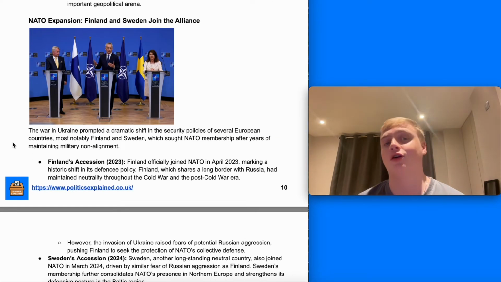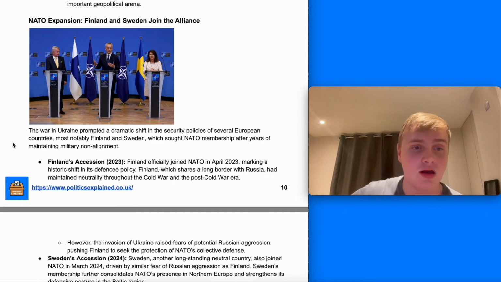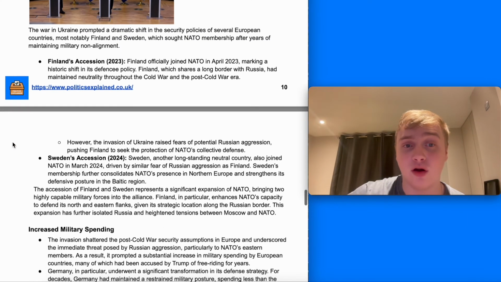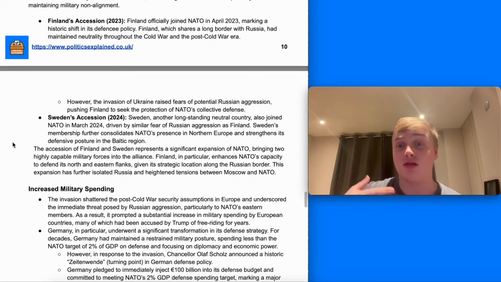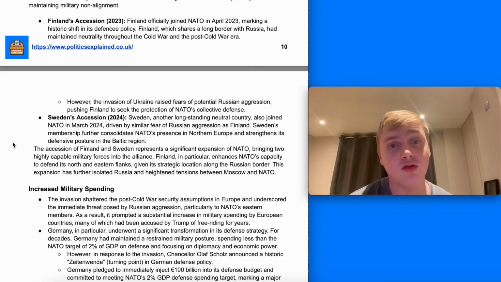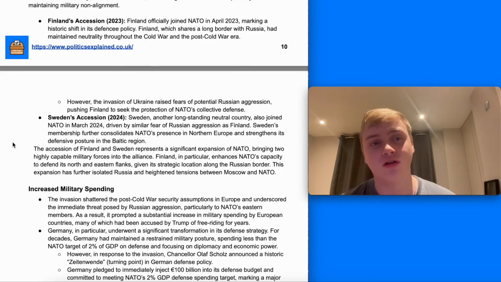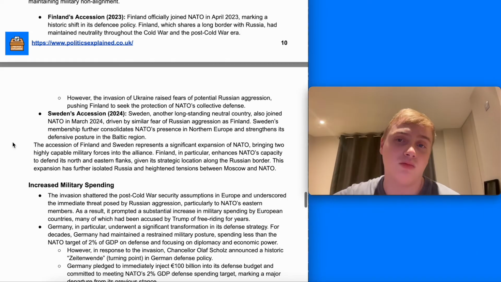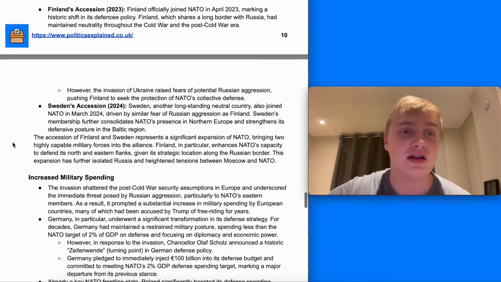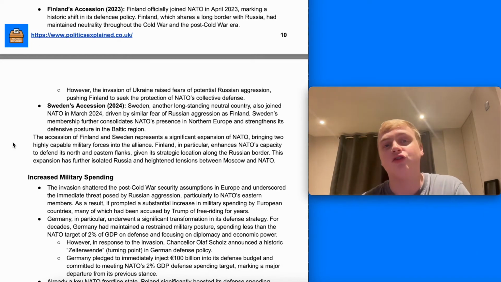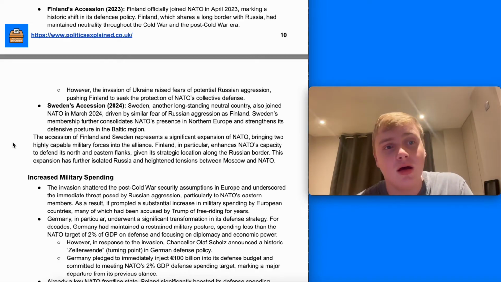Another really important consequence was that Finland, which borders Russia, and Sweden joined the alliance. So they ultimately saw the Russian invasion of Ukraine as a threat, but also as an opportunity to join NATO, which they'd been wanting to do, a lot of the political class in Finland and Sweden, for a long time. So Finland officially joined in April 2023, marking a historic shift in its defence policy.